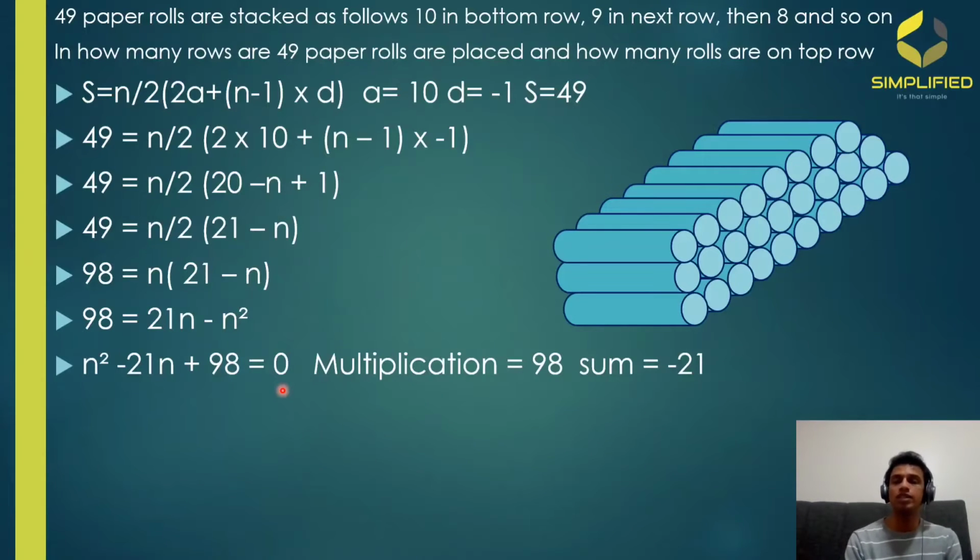If you want to solve this, you have to understand that n has two possible values. N square indicates that n actually has two different possible values. So to find those two different values, we have two important clues. The first one is that when you multiply those two numbers, we should get 98. So this term is 98, which means that when you multiply those two possible values for n, you should get 98. And the sum of these two numbers should become -21.